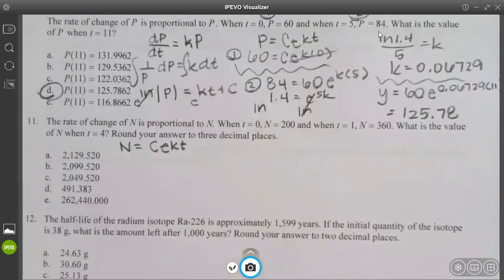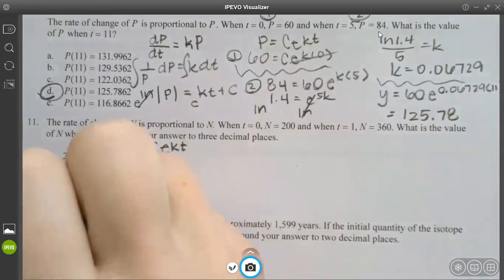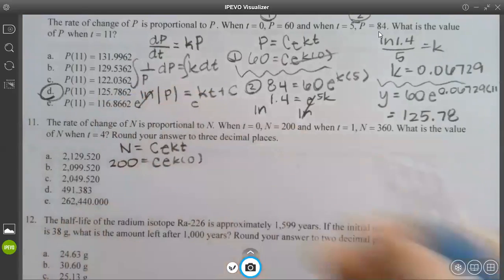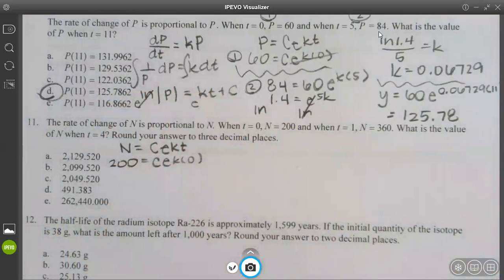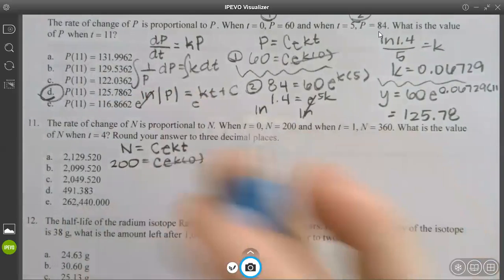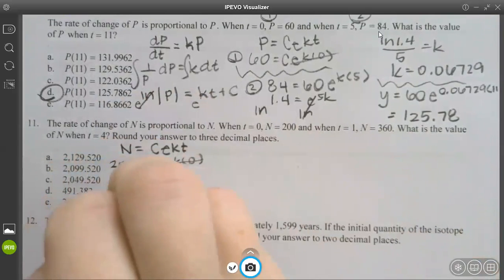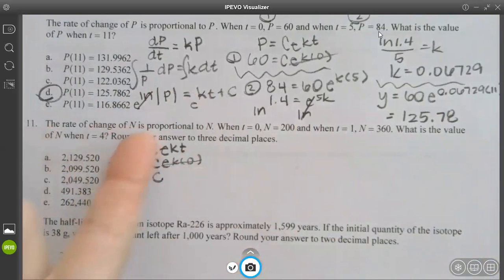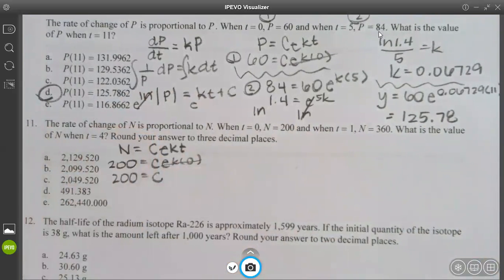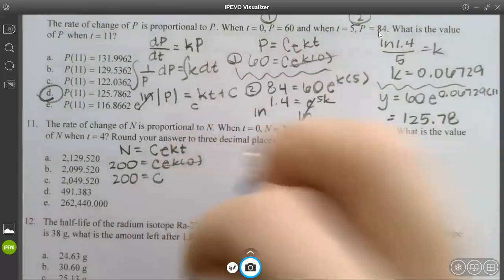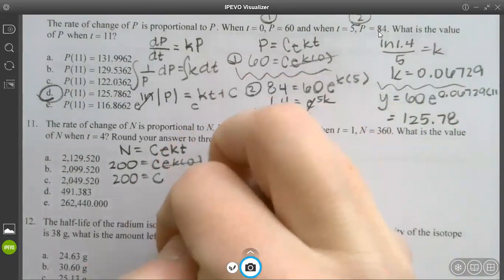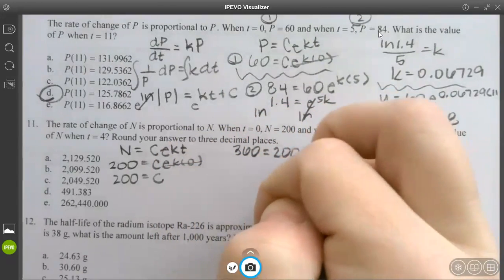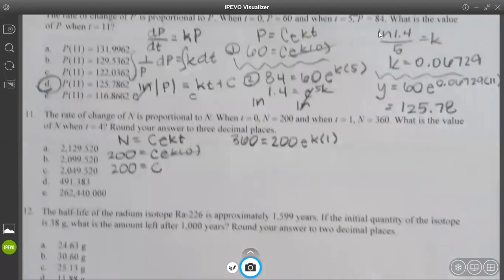So then our first thing says T is 0 when N is 200. What does that mean? You already know. So you don't even have to do that much of the equation. You don't have to show this. That is fine, but I'm going to show it for you. But again, on your test, that first one always tells you what your C is, if it's this formula. Okay, so then we're going to do it again. It says N is 360 equals 200 e to the k times 1.